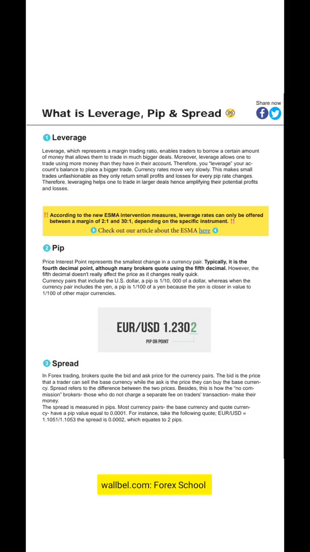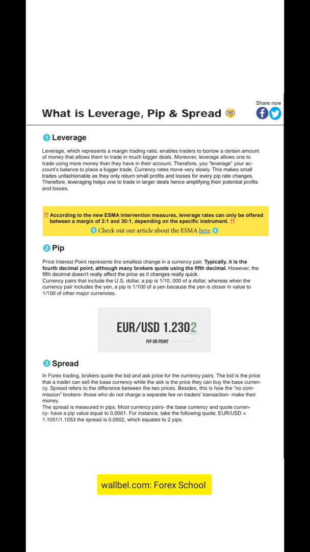So, what is leverage? Leverage is a trade size multiplier, and it is very important for you to learn about leverage, pip, and spread in forex trading because it will become crucial, especially when you want to start trading. Leverage is a trade size multiplier, which means it enables you to borrow a certain amount of money that allows you to trade in much bigger deals. A leverage represents a margin trading ratio. Leverage will allow you to trade using more money than you have in your account. That is one of the advantages of leverage.